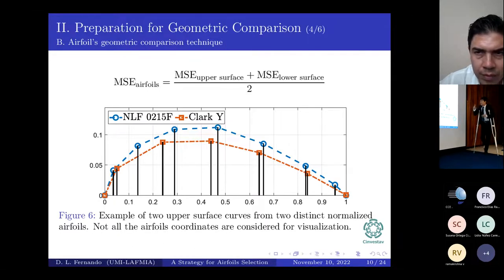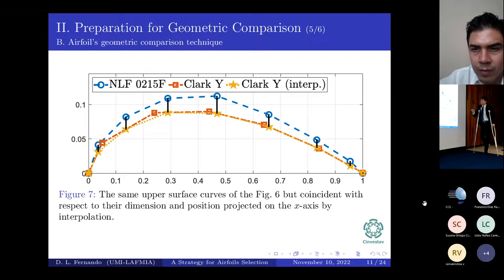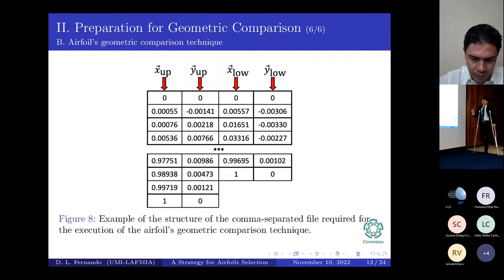Here we have an example of the upper surface of two different airfoils, and we can see here that both have a different dimension. The first one has a dimension of 9 and the second one has a dimension of 7, and also their coincidence with respect to their x-axis is different. They do not coincide, and they must, so we can apply this method. So making a solution for this, we make a linear interpolation of the airfoil with the biggest dimension onto the airfoil with the lowest dimension, as it is shown in the picture. So now we can proceed to use this mathematical metric to compare them.